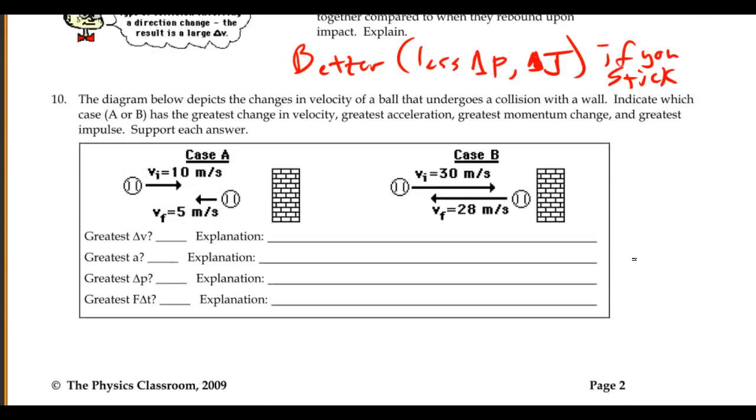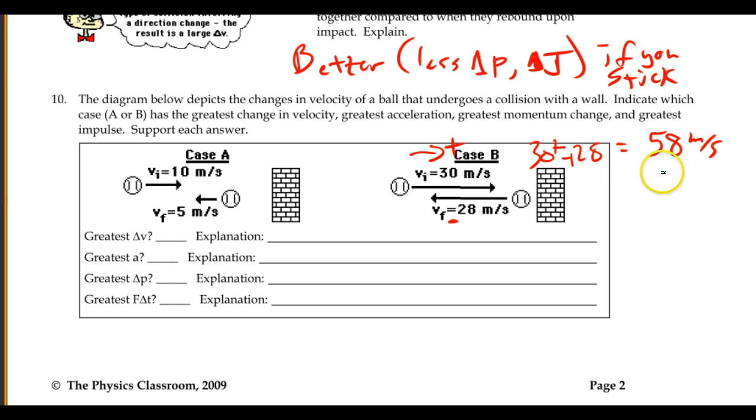Okay, 10 is just another reminder of this vector nature. Again, at first glance, it's like, well, case B doesn't seem to have much of a change. It went from 30 to 28. That's not much of a change. But you have to take into account the vector nature. It's not 30 minus 28. It's 30 positive minus a negative 28. So it's a double negative, which becomes a positive, which means 58 meters per second.